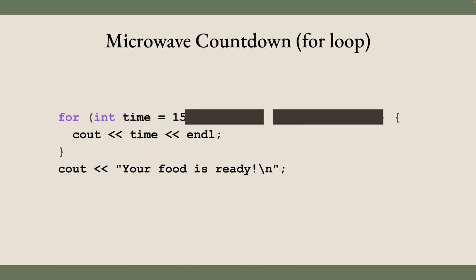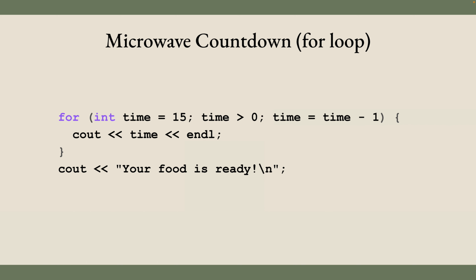Yeah, so not equal to 0, because if we did equal to 0, the loop would never run. It has to be greater than 0. That way, once it hits 0, it exits the loop and prints out your food is ready. And then what is the update? Cool. Yeah, you can do minus equals 1, you can do time equals time minus 1, you can do time minus minus. All three of those do the same thing.